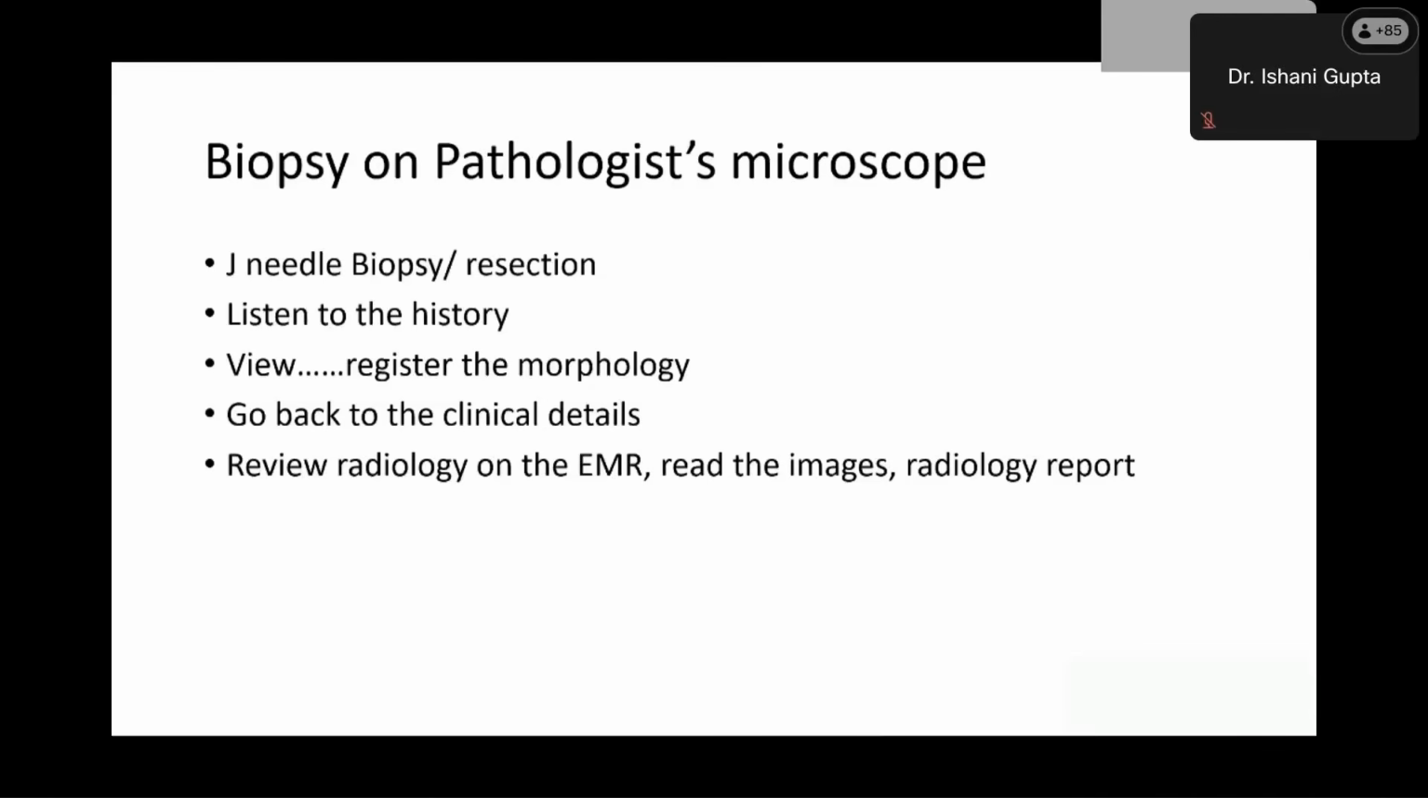So we are listening to the history, we are viewing the biopsy, we are registering the morphology of this tumor as we are listening to the history, right? And then you make up your mind as to, fine, this tumor has these characteristics. And now let me go back. So many times I actually go back to the clinical details to then integrate with the morphology much better. Then I listen to the clinical details again, and I review the radiology on the EMR. I don't read the images. I'm so sorry, Amit, I should not say that I read the images, but I look at the images and I look at the radiology report.